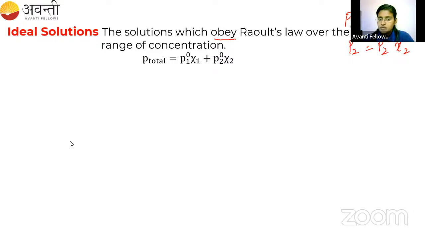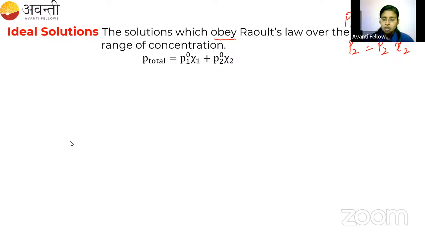So this will be the formula to find out the total vapor pressure from Raoult's law for ideal solution. The definition is very important. You just have to have a look at it. Now, I'm going to take two molecules: one is called molecule A and the other is called molecule B.